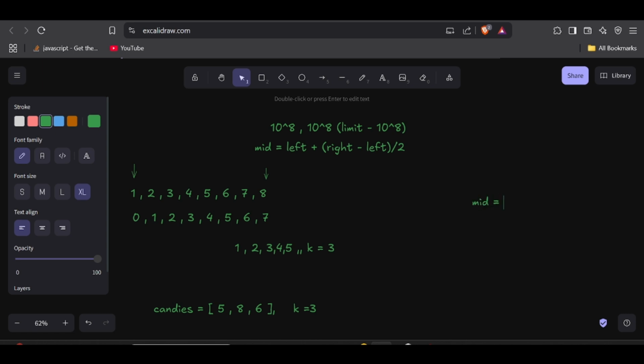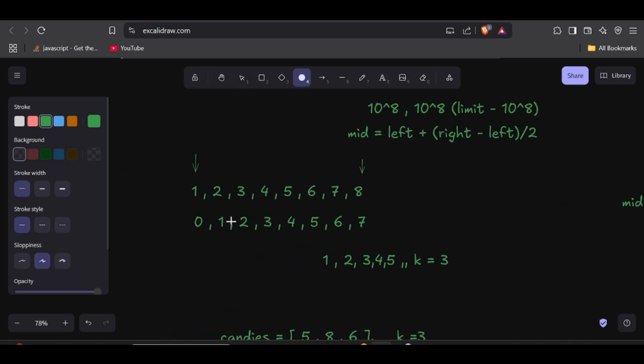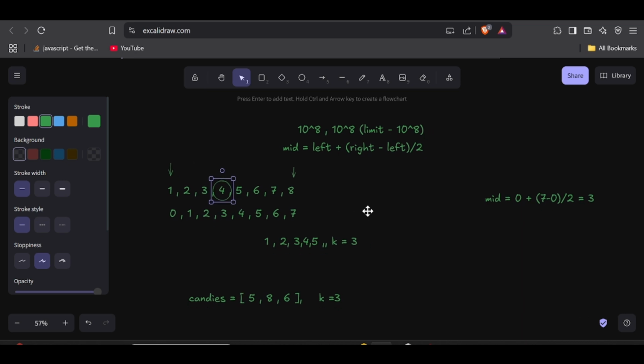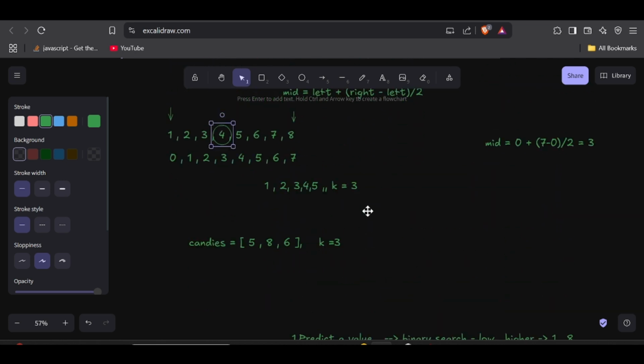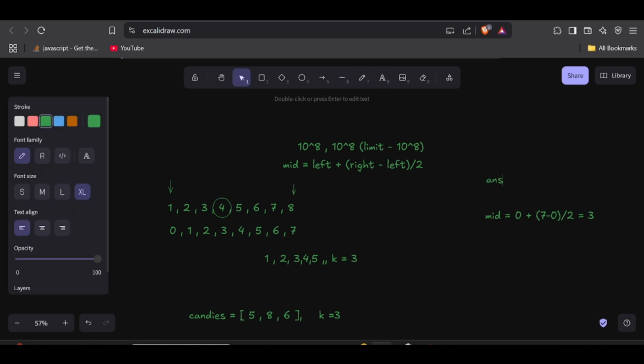What is my mid? My mid is 0 plus 7 minus 0 divided by 2. So what will it be? It will be 3. So my mid will be 3. Let's see, 0, 1, 2, 3. So I will check whether 4 is my possible solution or not. My function will see whether 4 is a possible solution. Yes, it is. So I will store it. I will say this is my possible solution, that is 4.